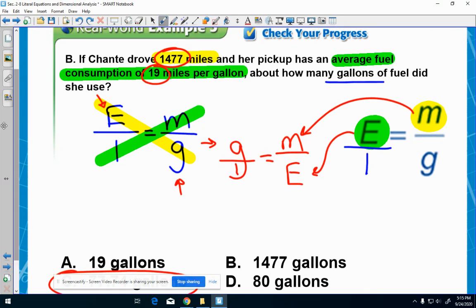There is a use of manipulating an equation, or a literal equation, one with more than one variable, and solving it for what I need, not for what it gives me. So G was what I wanted. Remember, I can switch anything that's in the same color line. So I could switch the M and the 1 if I wanted to, or I can switch the E and the G. That will still produce an equivalent proportion, and I can solve.